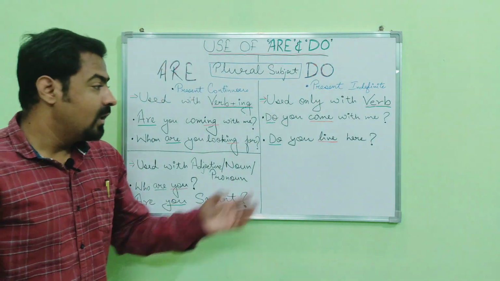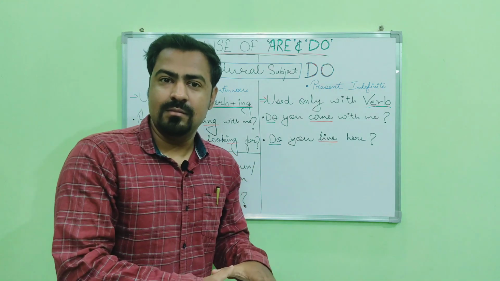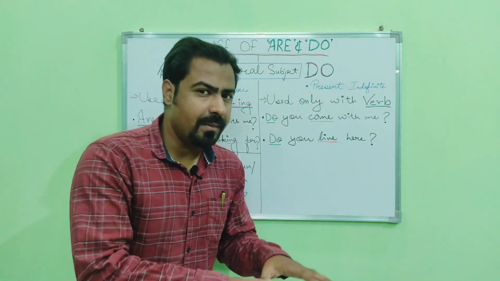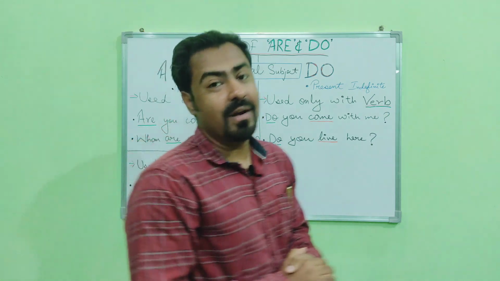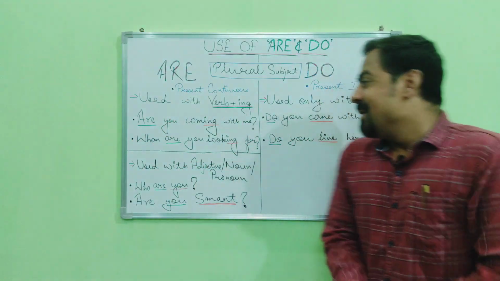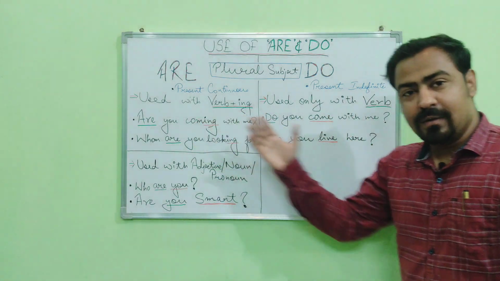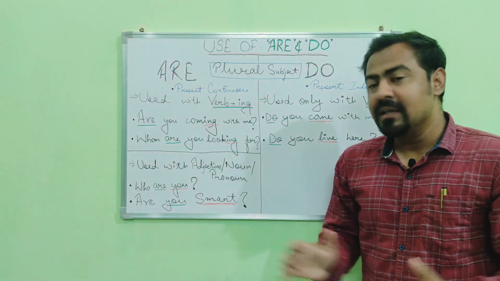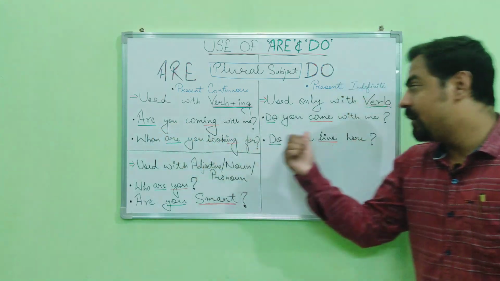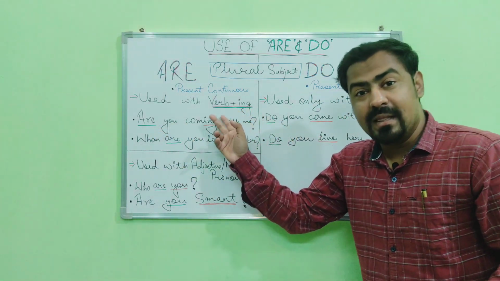Second point: do you live here? Yeah, do you live here, people? Yeah, I know you all live in my heart, and that's true. But apart from it, people, I hope now it is very much clear in your mind where to use "are" and where to use "do" when we have a verb in the sentence.